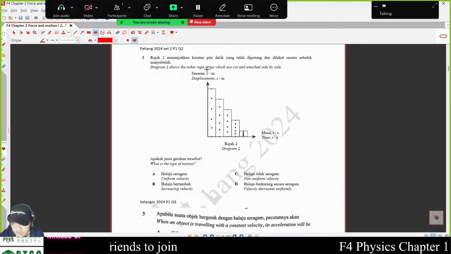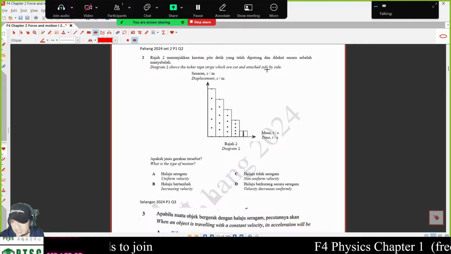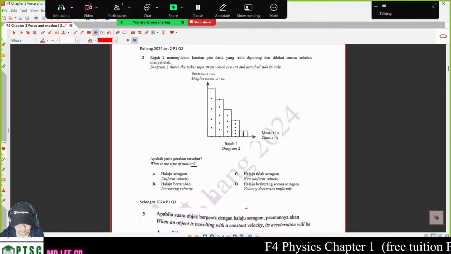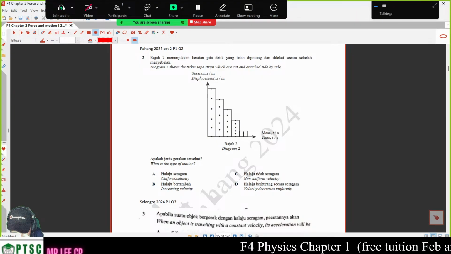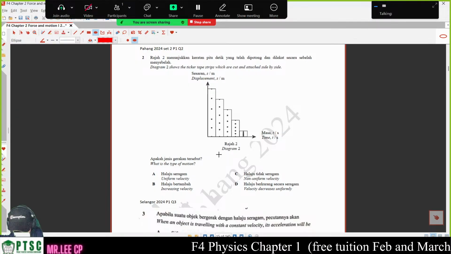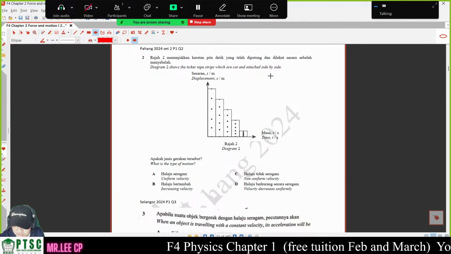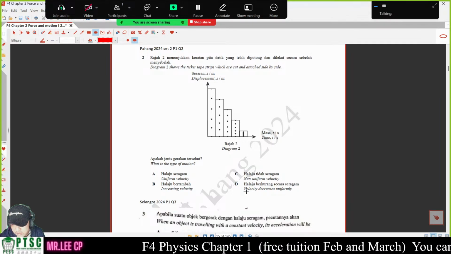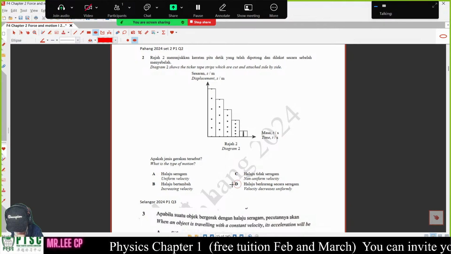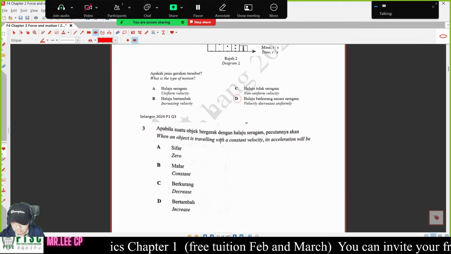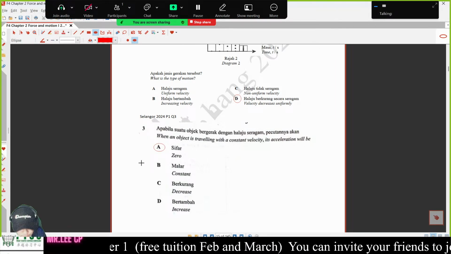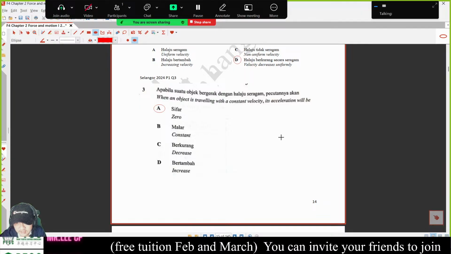Diagram 2 shows a ticker tape strip which is cut and attached side by side. So which is the type of motion? So this one is going down. So uniform velocity, no. Uniform velocity would be the same length. Increasing velocity should be going up, no. Non-uniform velocity, velocity decreases uniformly, yes. When the object travels with constant velocity, acceleration is 0. Okay, acceleration 0.